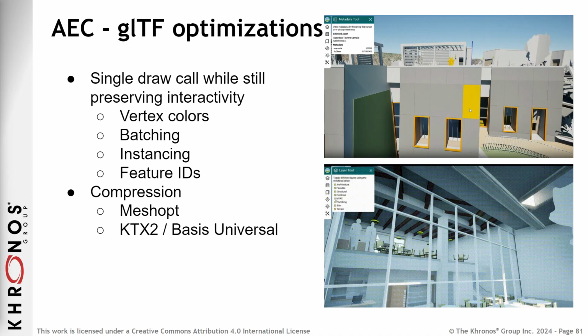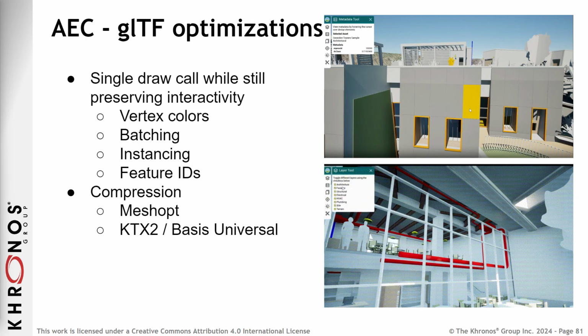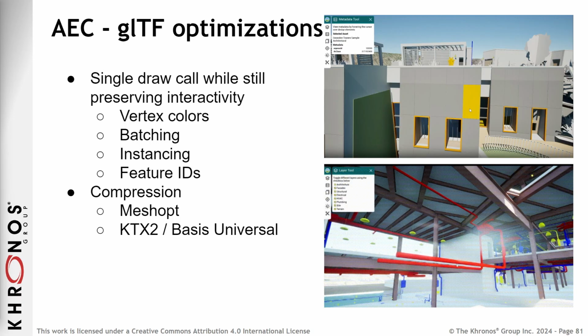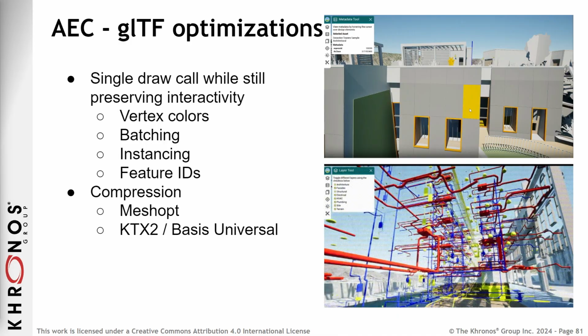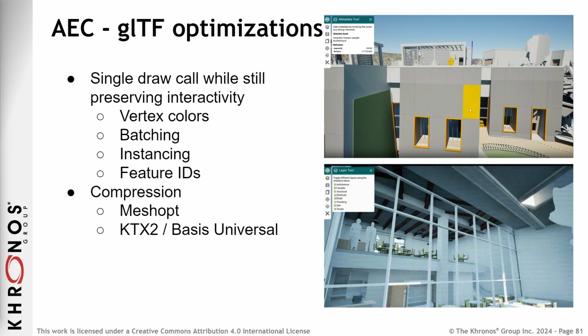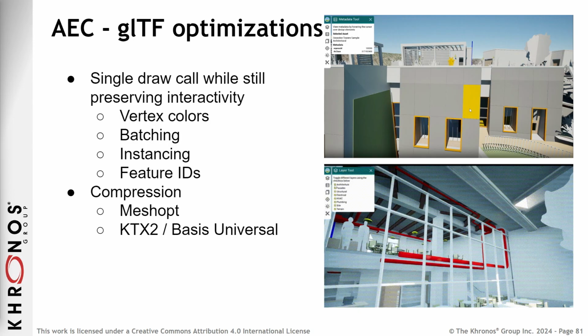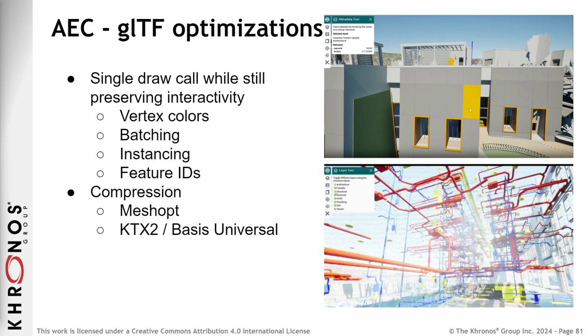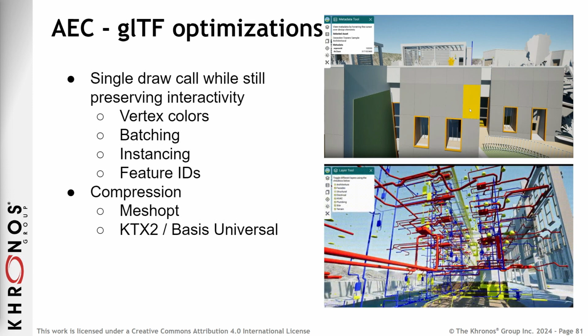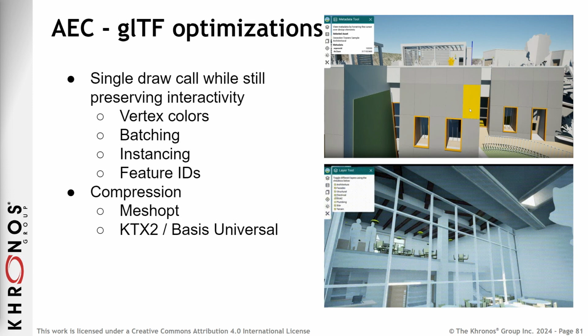In terms of glTF, some of the optimizations we're looking at are mainly how we can reduce the number of draw calls. If we have millions of objects, we don't want to render each of those as a separate draw call. We want to be able to batch them together. Some of the techniques we take advantage of are using vertex colors if we can, batching primitives into a single primitive, as well as instancing if you have repeat geometry, like if all the doors are the same or all the lights are the same.